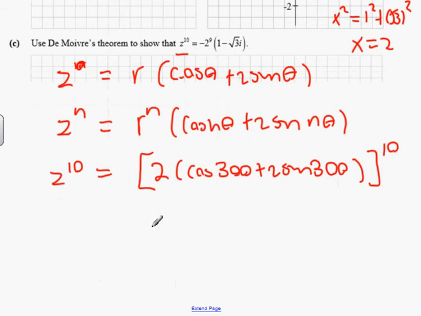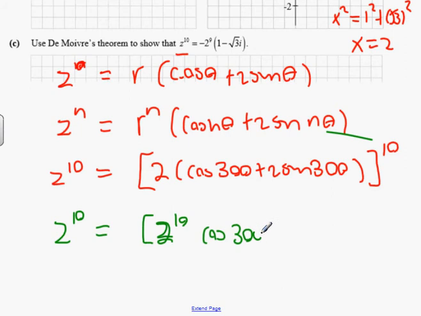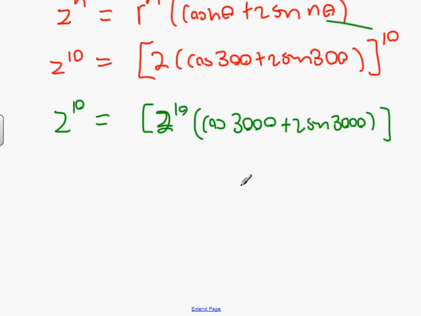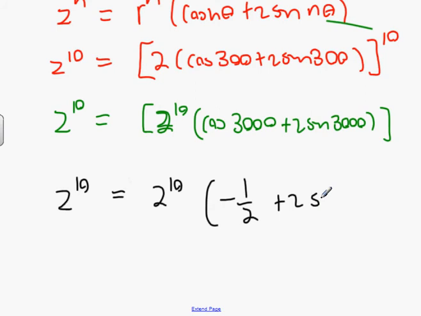So that means there's no need for what you're talking about, okay? And then what we get is Z10 equals 2 to the power of 10. Is everybody happy with that? R to the power of 10. Multiply your angle by 10. So it's going to be cos 3000, and there's a little bracket there, plus i sine 3000. Now can somebody tell me what cos 3000 and sine 3000 is? Minus a half. Okay, so it's minus a half, and plus i sine, root 3 over 2.